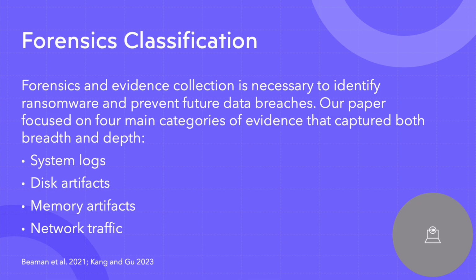Effective forensic collection is critical for identifying how ransomware operates and preventing future attacks. Our plan focuses on four main categories of evidence to ensure we can capture a comprehensive view of the incident. These are system logs, which provide a timeline of events, disk artifacts like ransom notes and dropped files, memory artifacts, which contain volatile data like encryption keys, and lastly, network traffic, which can reveal communication attempts with command and control servers. This ensures we can measure the presence of malware, whether it can be directly observed or not.